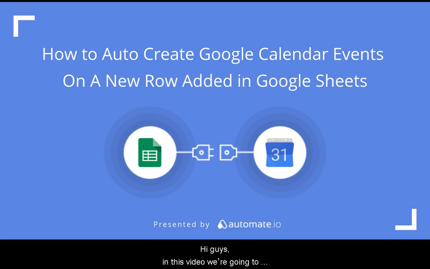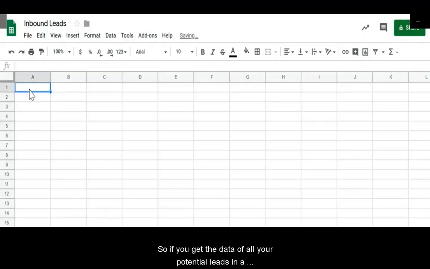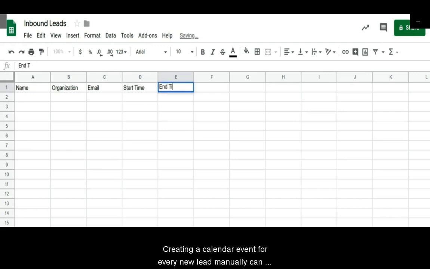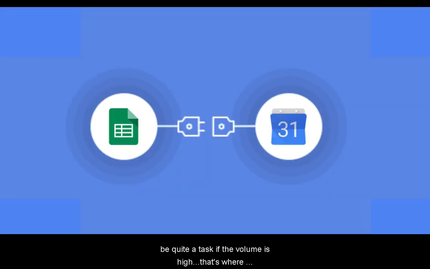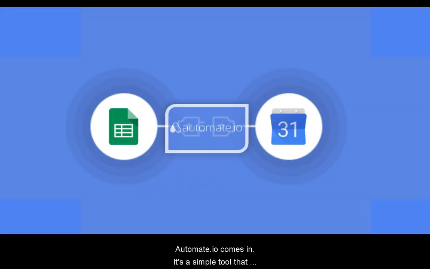Hi guys, in this video, we're going to show you how you can connect Google Sheets to Google Calendar in a matter of just a few minutes. So if you get the data of all of your potential leads in a Google Sheet and want to create a reminder on your Google Calendar so that you can follow up with them, creating a calendar event for every new lead manually can be quite a task if your volume is high. And that's where Automate.io comes in.